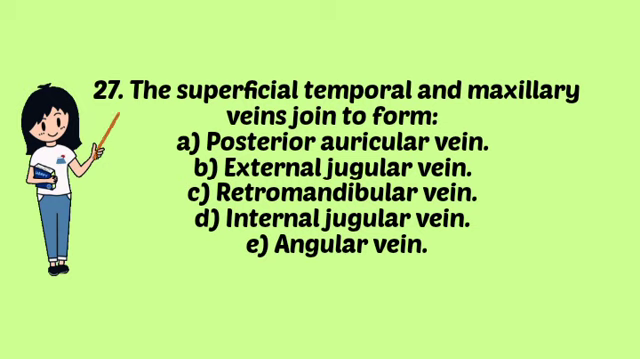27. The superficial temporal and maxillary veins join to form A. Posterior auricular vein, B. External jugular vein, C. Retromandibular vein, D. Internal jugular vein, E. Angular vein. Option C is correct, retromandibular vein.